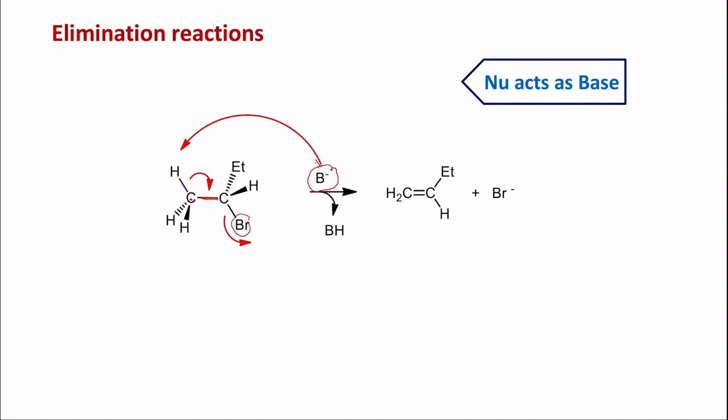Again, we use the curly arrow to indicate the movement of the electrons, not the movement of the group. The electrons on the base will attack this hydrogen, and that means the bond between the hydrogen and the carbon will break, and this bond will actually go between the two adjacent carbons. At the same time, the bond between the carbon and the bromide will break, and the halide will take these electrons. That leads to the formation of a new double bond, as we can see here. So the product of the elimination reaction will be the alkene.